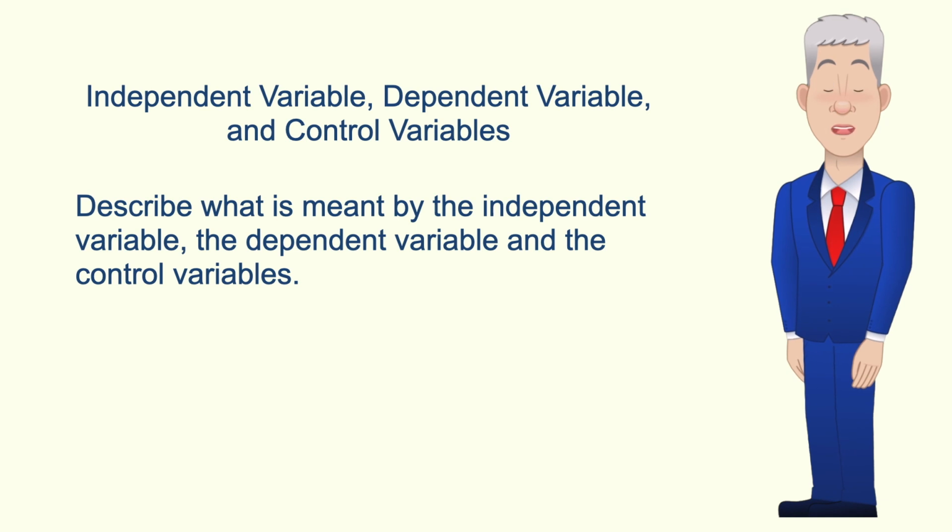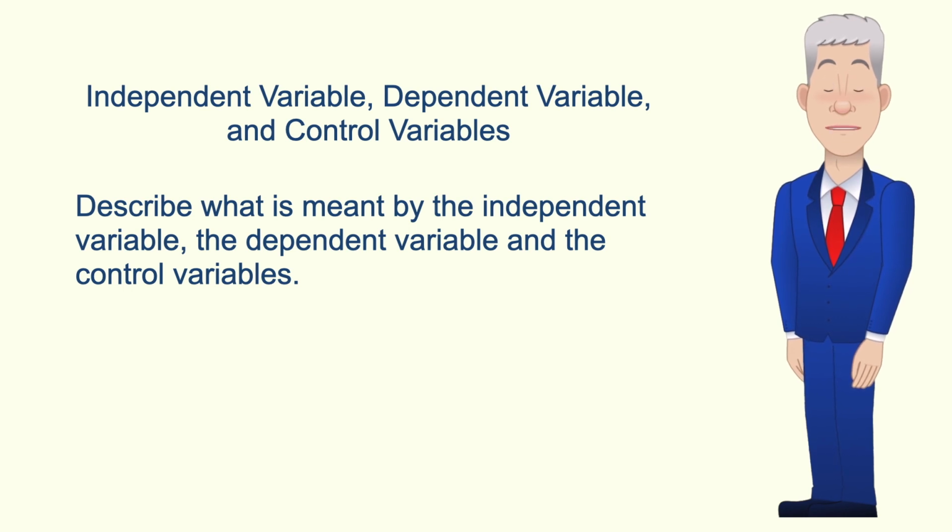By the end of this video, you should be able to describe what's meant by the independent variable, the dependent variable, and control variables. This is part of the working scientifically aspect of the GCSE specification. Working scientifically is common to biology, chemistry, and physics, and frequently comes up in exams.